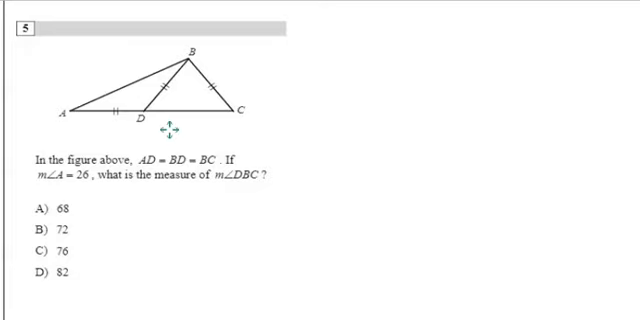Now we are further going to solve a few more questions on triangles. As you can see in the question's figure, AD equals BD equals BC. So AD is this, BD is this, and BC. They are all equal. AD equals BD equals BC, and angle A is 26. That is given to you.